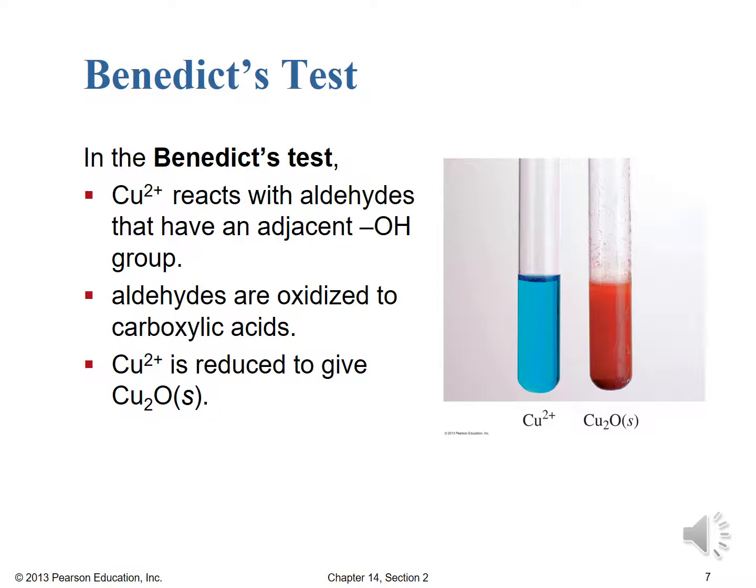The aldehydes are oxidized to carboxylic acids again, just like in the Tollens test. In this case, instead of silver being reduced to metallic silver, we have copper 2+ ion being reduced to copper 1 oxide. And that's on the right hand side. You see that beautiful copper 2+ is that pretty blue color, and then the Cu2O, which is really copper 1 oxide because it's 1+, is that sort of brick red color.